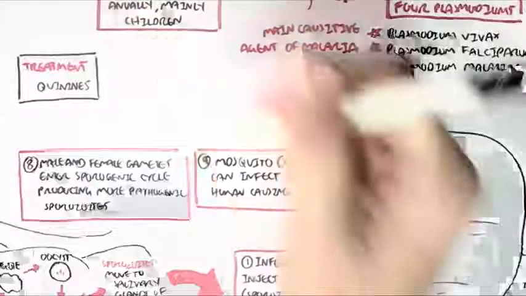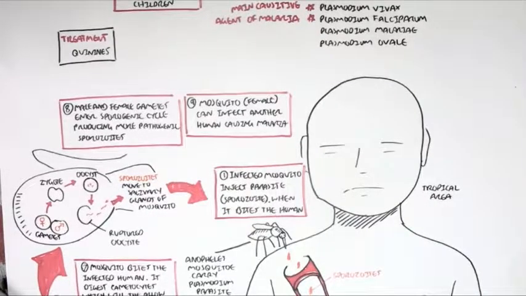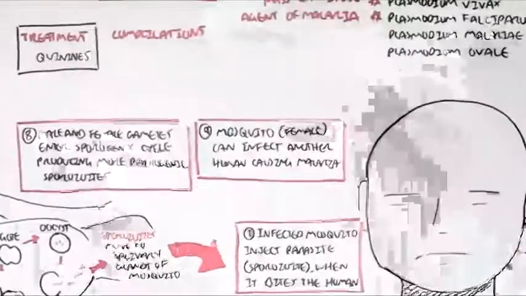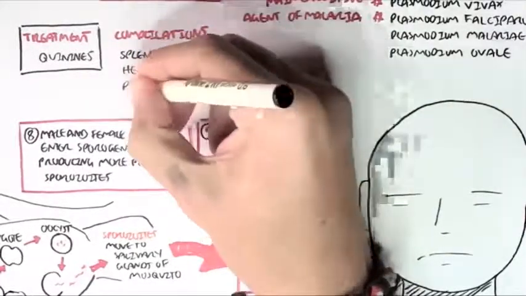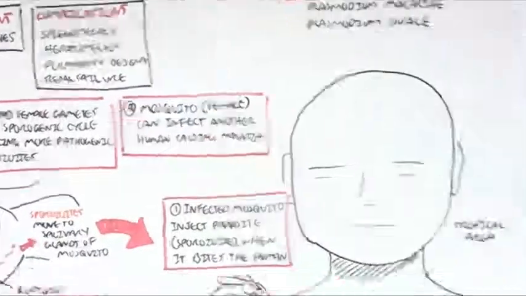So how would you treat malaria? Well, you treat it with a group of drugs known as quinines. The complications that can arise with malaria include splenomegaly, enlargement of the spleen, hepatomegaly, enlargement of the liver, pulmonary edema, renal failure, jaundice, as well as high fever.